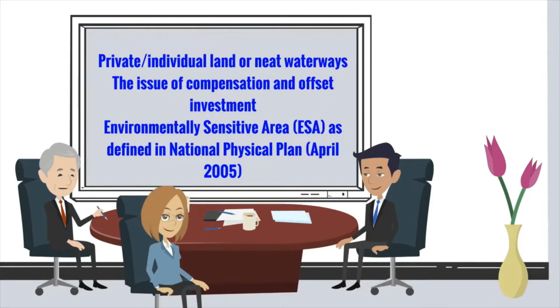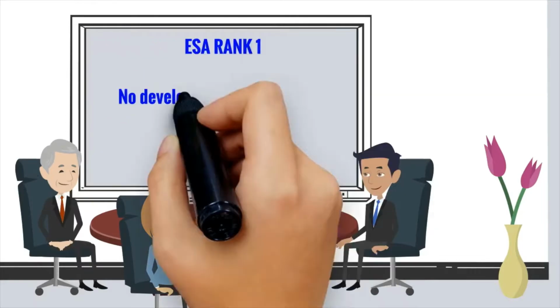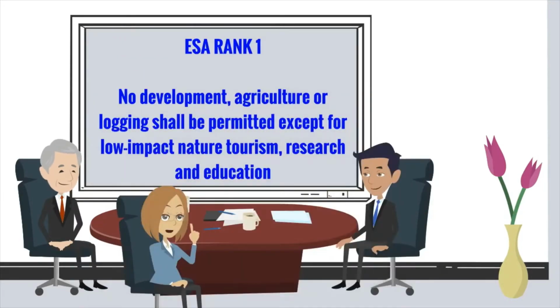Project proponent is encouraged not to select a site which is located in or adjacent to an environmentally sensitive area, ESA, as defined in the National Physical Plan, April 2005. ESA shall be integrated in the planning and management of land use and natural resources to ensure sustainable development. The management of ESA shall be guided by the following criteria. First, ESA Rank 1, no development, agriculture or logging shall be permitted except for low-impact nature tourism, research and education.